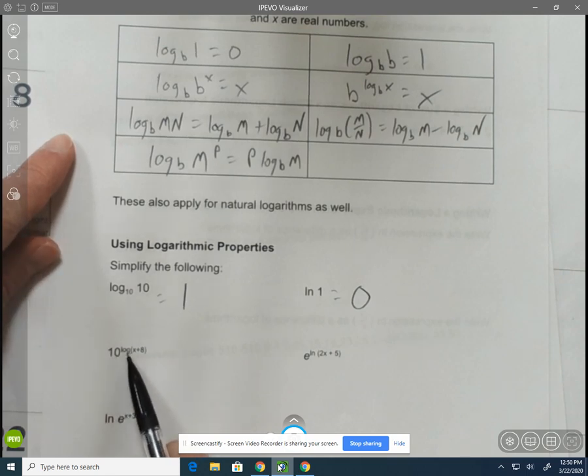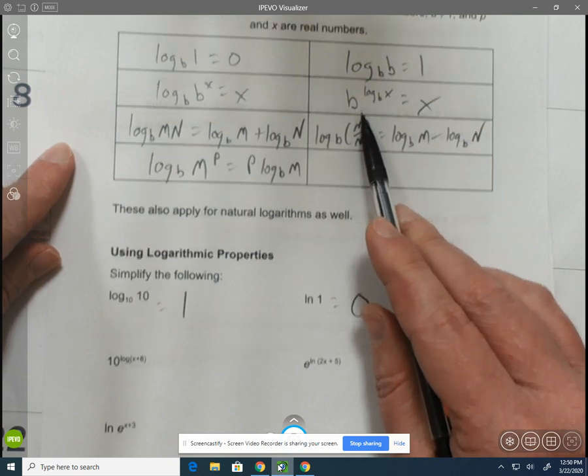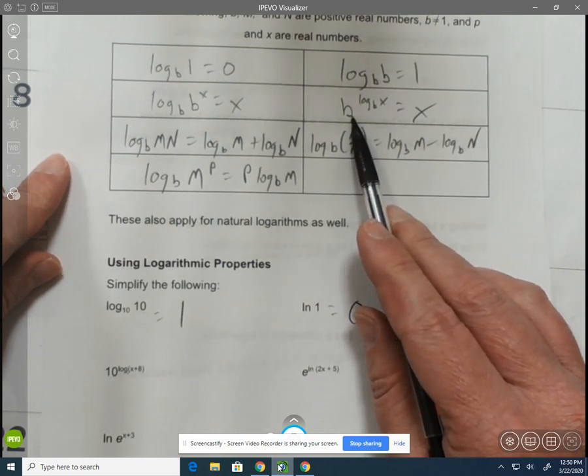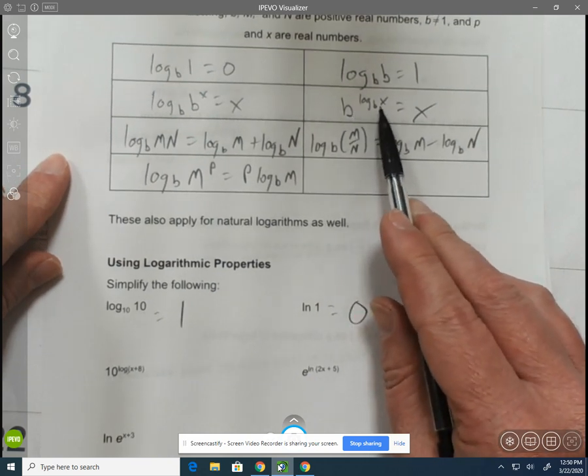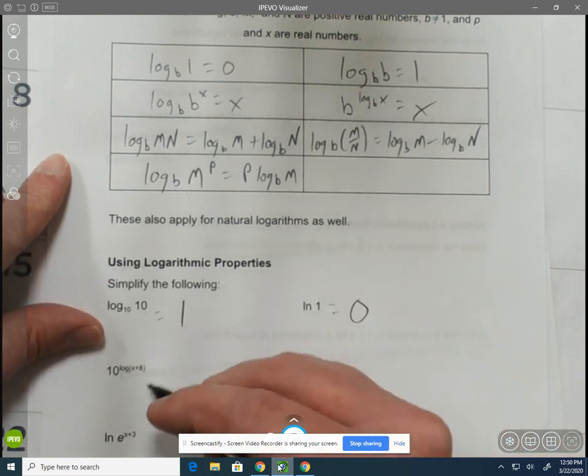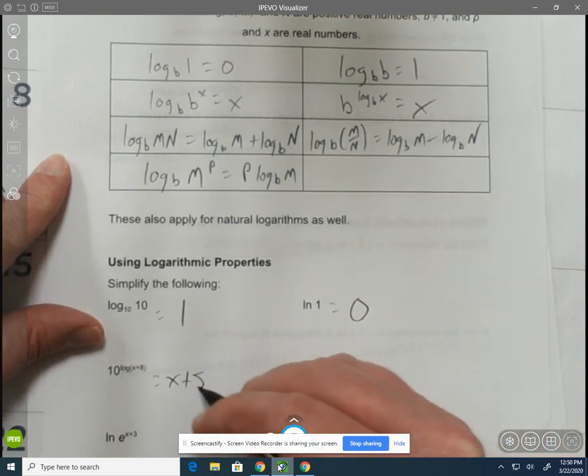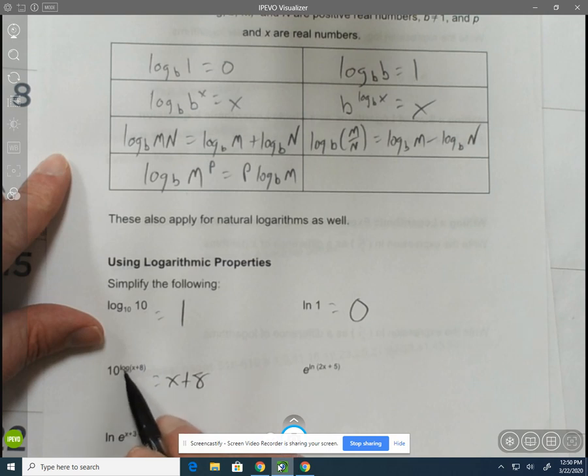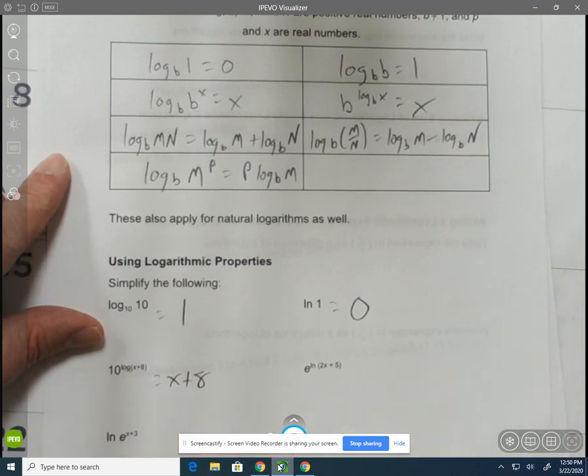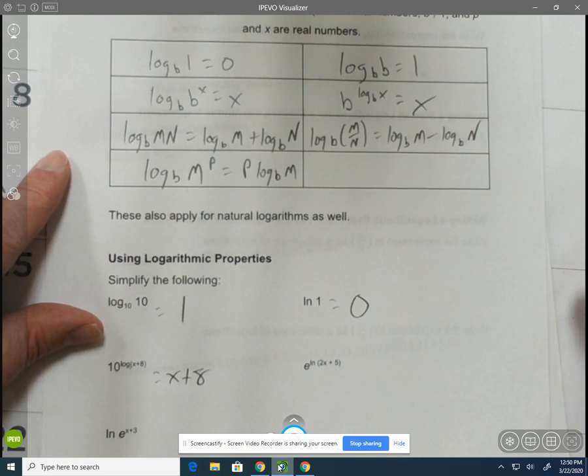All right, so my bases match up here. So that matches this property here, that if I have an exponent where the base of my exponent also matches the base of my logarithm, the answer is just x plus 8. This 10 and that logarithm kind of cancel each other out. What one does, the other one undoes.